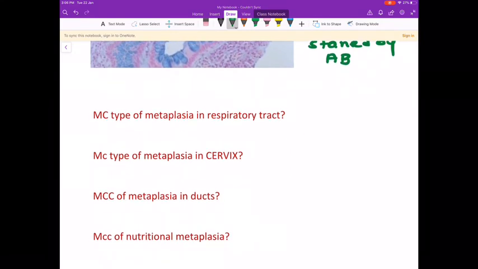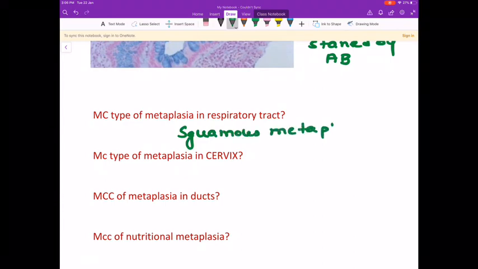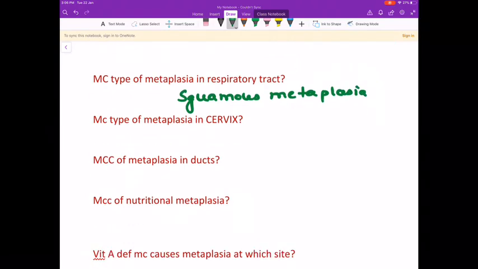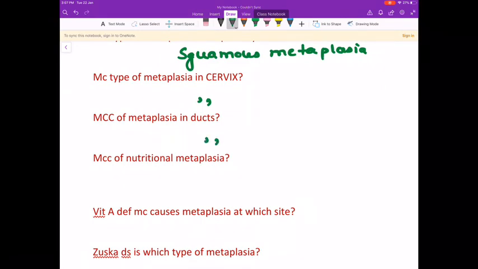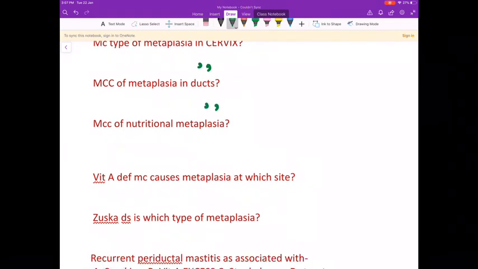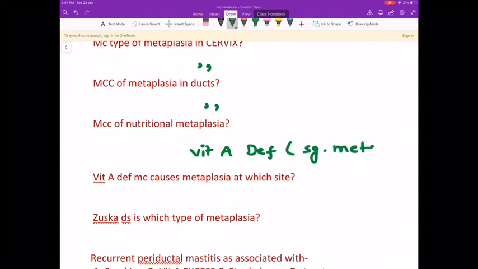Most common type of metaplasia in respiratory tract, yes, squamous metaplasia. Most common cause, chronic smoking. It can give rise to squamous dysplasia, squamous cell carcinoma. Most common type of metaplasia in cervix, same. In the ducts, same. Most common nutritional metaplasia is, yes, it is vitamin A deficiency, and type will be again squamous metaplasia.